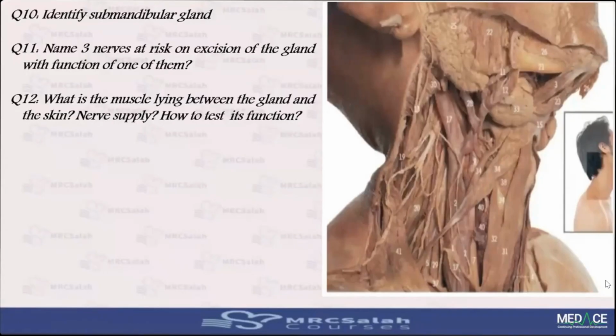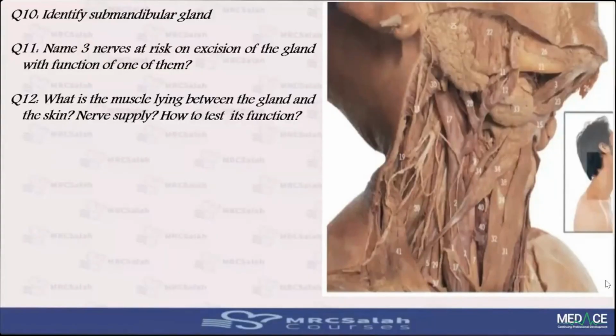Regarding the lingual nerve, if it is injured, the general sensation of the anterior two-thirds of the tongue will be affected. What about taste, will it be affected or not? It will not be affected, because the chorda tympani branch of the facial nerve supplies the taste sensation of the anterior two-thirds of the tongue.